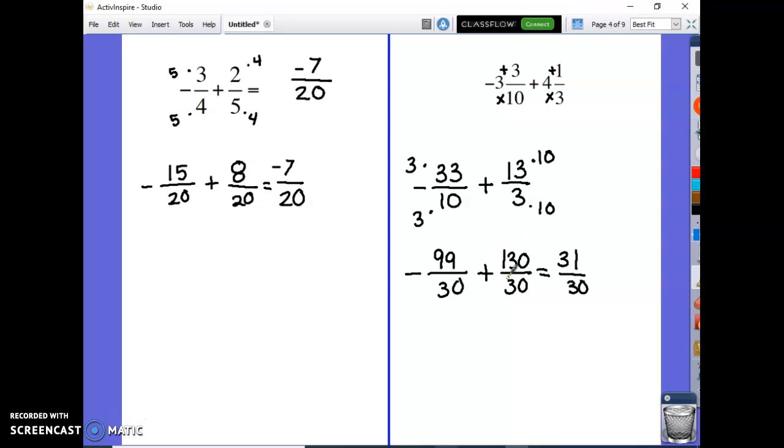But if you look at this, we're not done yet because we have an improper fraction. Whenever we see an improper fraction, we must convert it into a mixed number. So how many times does 30 go into 31, or how many times does your denominator go into your numerator? It goes into it one time with a remainder of 1, and keep your denominator the same. So our answer for this problem is going to be 1 and 1/30. Okay?